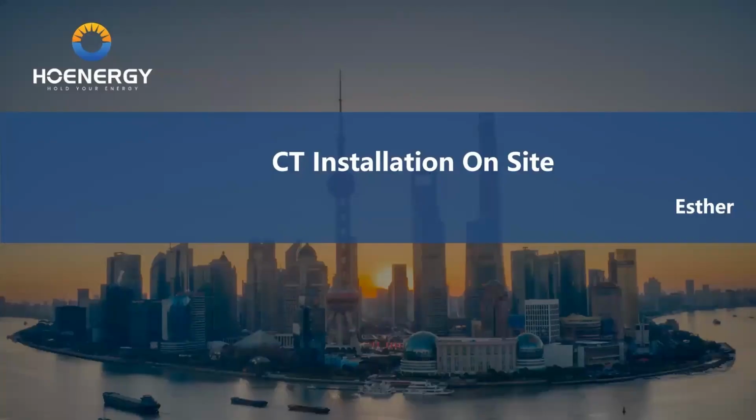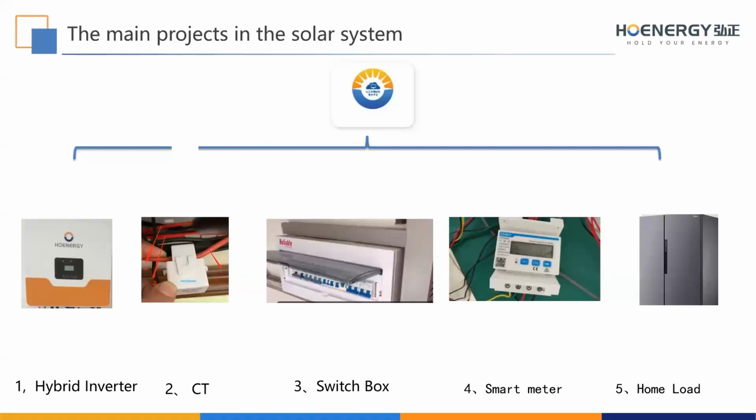I'm going to go a little bit deeper into the CT installation, because we found that the top problem of the installation is the CT. So let's spend a little time on it. Except for the PV module, there are about 5 main parts in the solar system: hybrid inverter, CT, a switch box, smart meter, and home load. So how can we install the CT exactly?